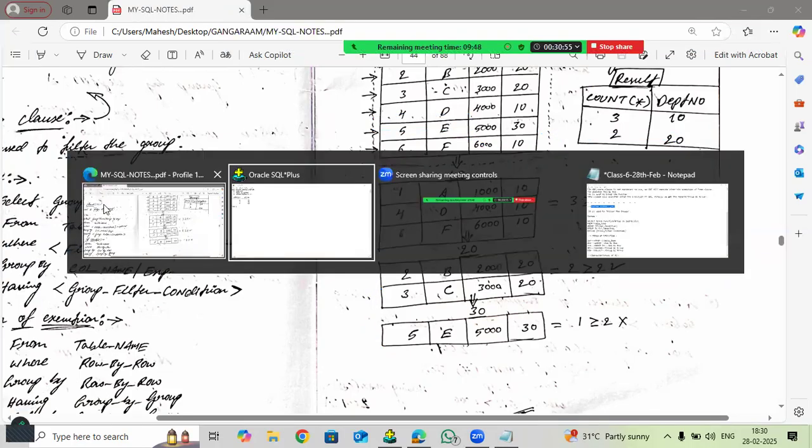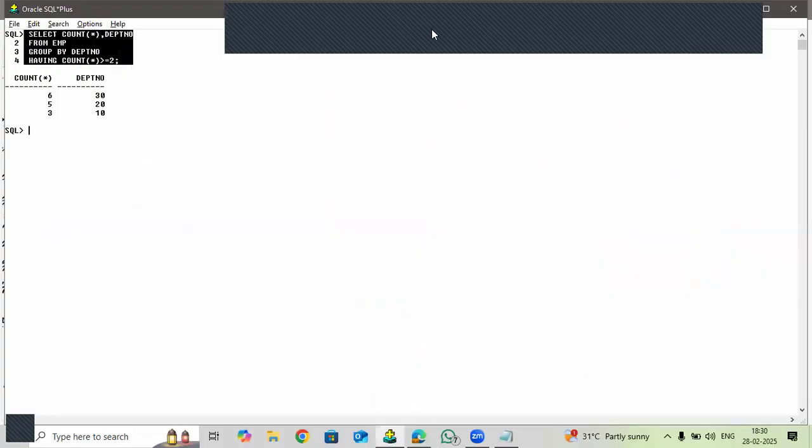Is it clear? Copy this fast. Copy a few more queries. Copy the same query or do one thing.